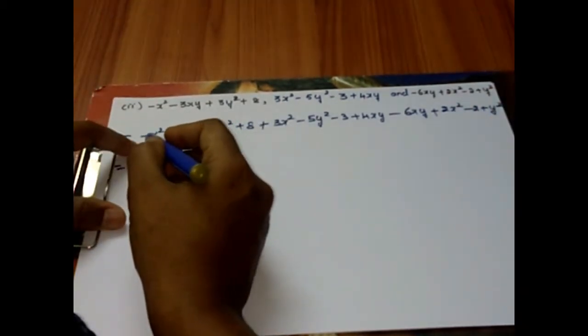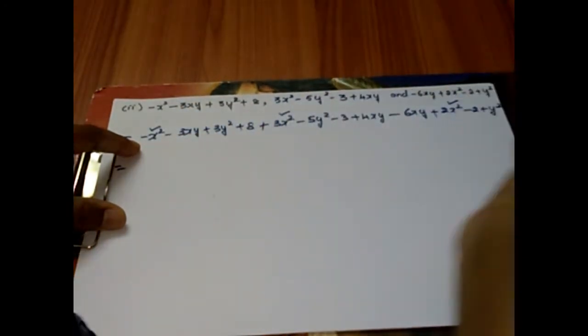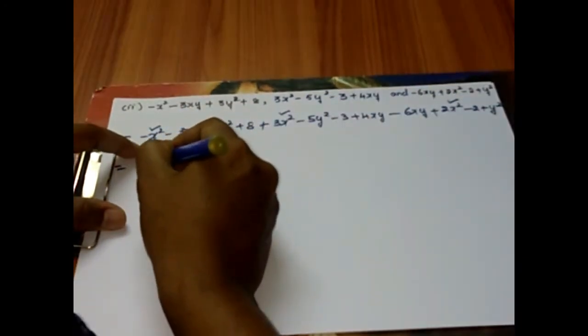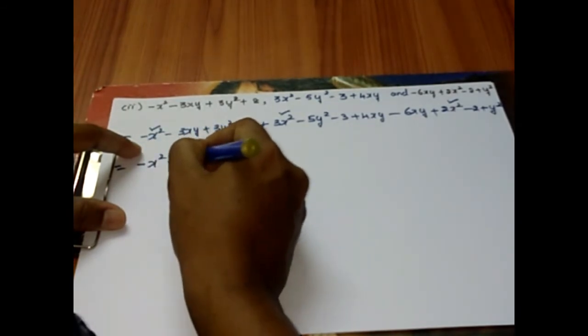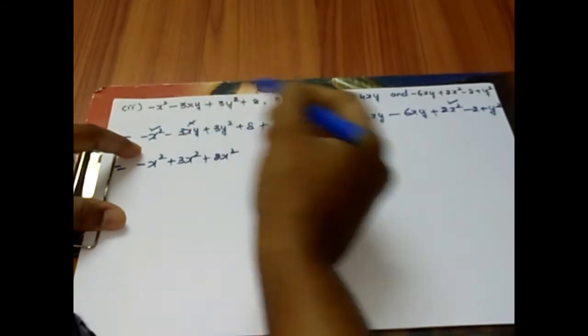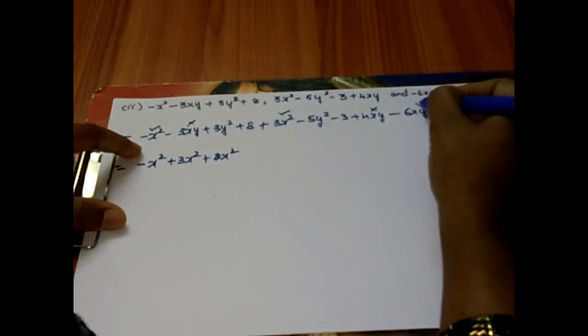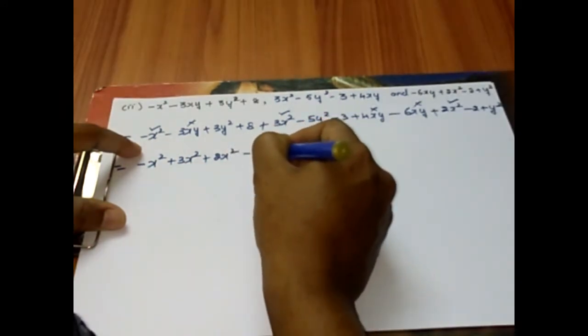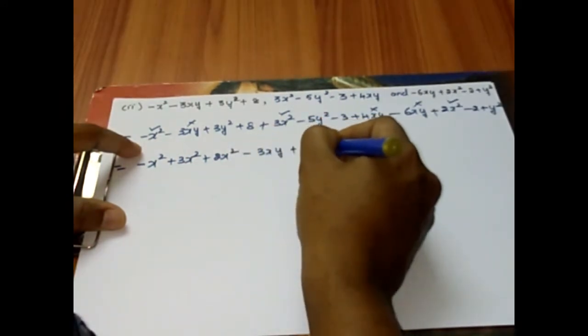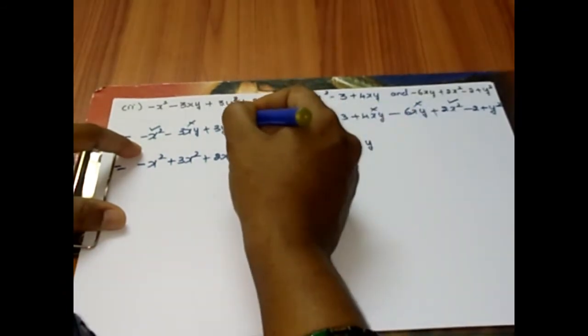First with x square terms. x square, x square, x square. So group it. Minus x square plus 3x square plus 2x square. Next with xy. xy, xy and then xy. So minus 3xy plus 4xy minus 6xy. Next with y square.